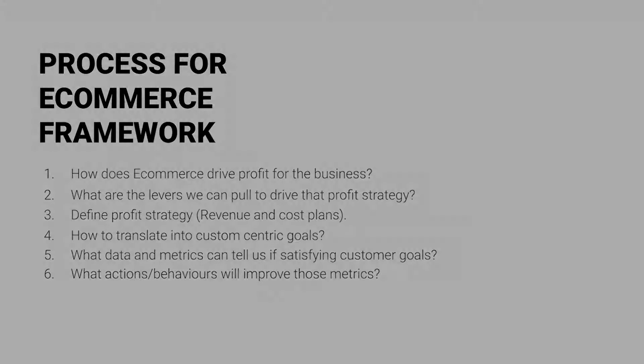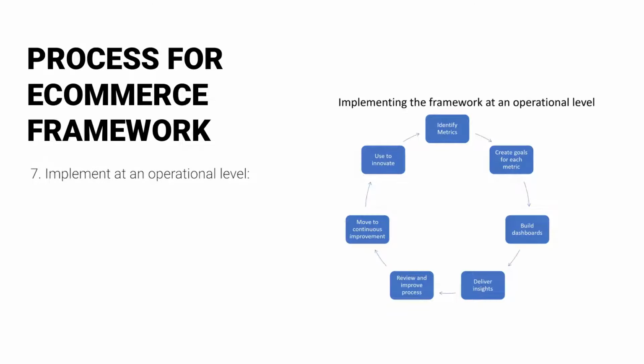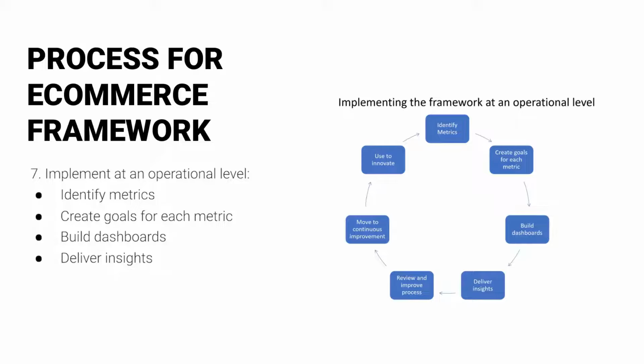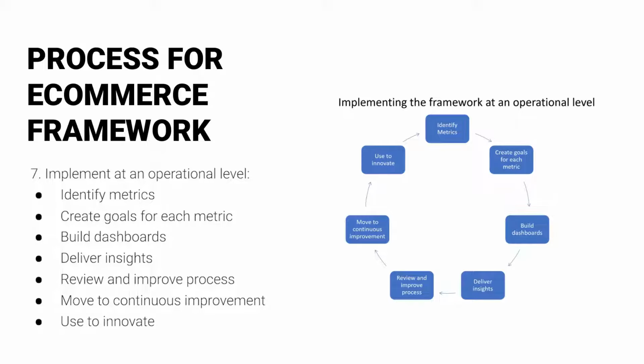And then we come to implementing at an operational level. This is where we identify the specific metrics, create the goals for each metric, build dashboards, deliver insights, review and improve the process. It's important that we analyze the data to give them useful and valuable insights so we can move towards a model of continuous improvement and then on to innovation.